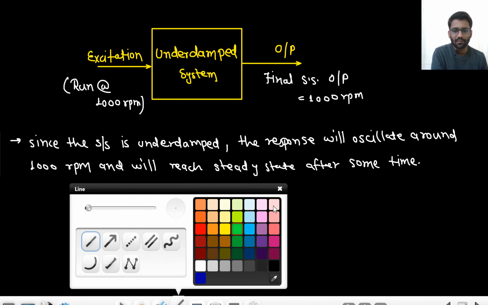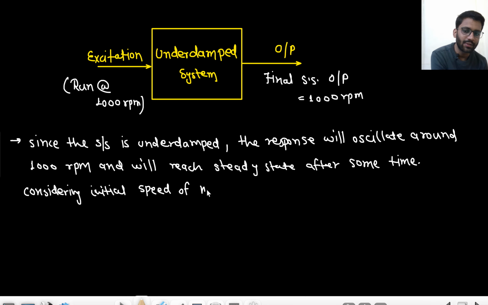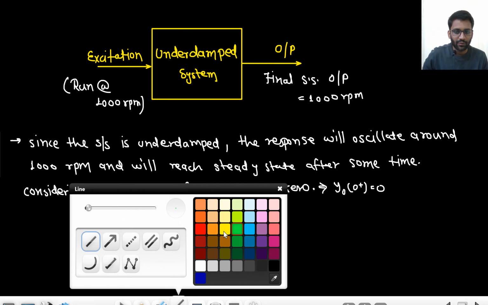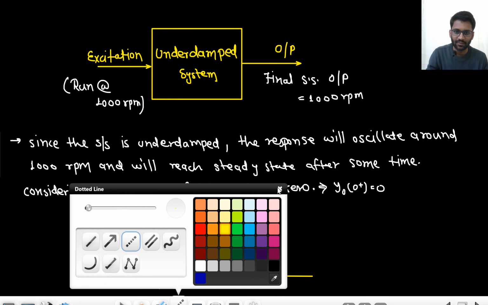So how will the response look like? Okay, considering initial speed of motor to be 0, that means y(0+) is 0. Okay, this is output, so I should write y, not v. y(0+) is 0. From 0 it is going to 1000. So how will it go? From 0 it will go to 1000 because final output has to be 1000 only. So I'm just marking my steady state value, that is this 1000.